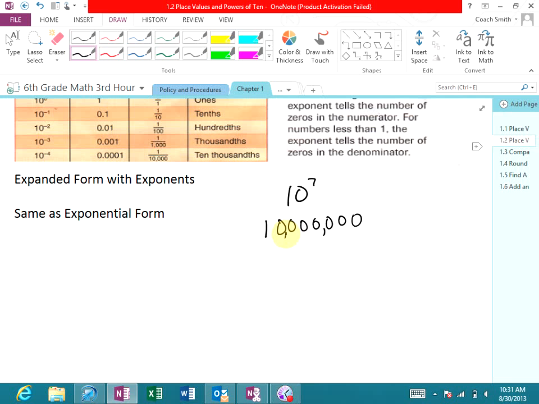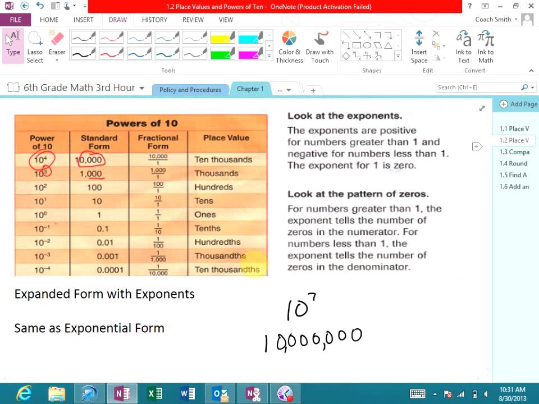Now, if you go back to this, all the positive ones are all here. 10 to the first is 10. 10 to the second is 100. 10 to the third, 1,000. 10 to the fourth, 10,000. 10 to the fifth, 100,000, so on and so forth. For our purposes, we're really just dealing with probably up to 100,000 for the stuff that we're going to look at in this section.